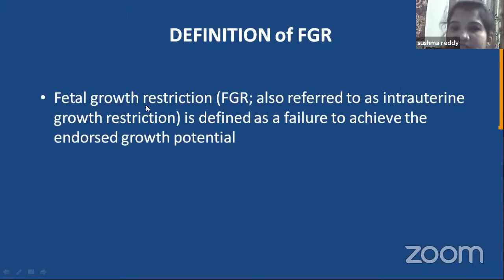So that is what defines it as a failure to achieve the inherent growth potential. Fetuses which have the growth potential to reach the 80th percentile, but because of nutritional deficiency come down to the 30th percentile, are considered fetal growth restricted. So even appropriate for gestational age fetuses, that means fetuses falling between the 10th and 90th centile, can also be fetal growth restricted.